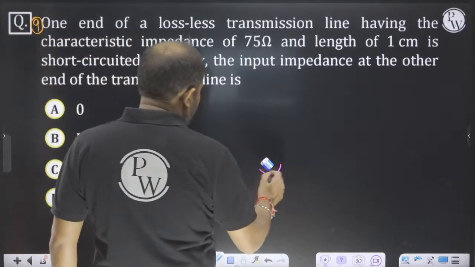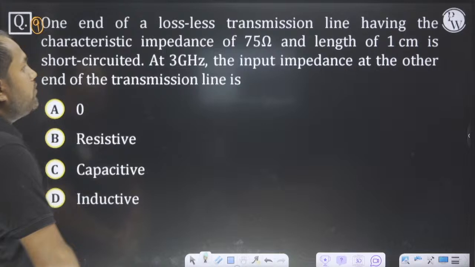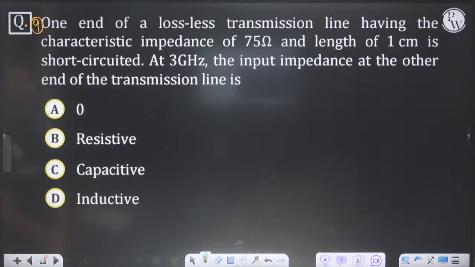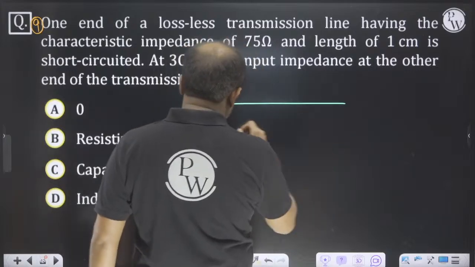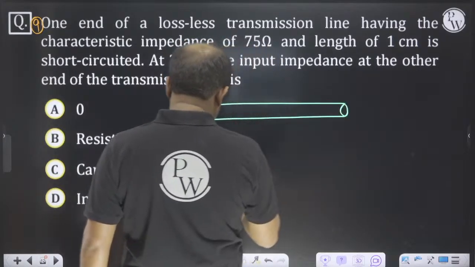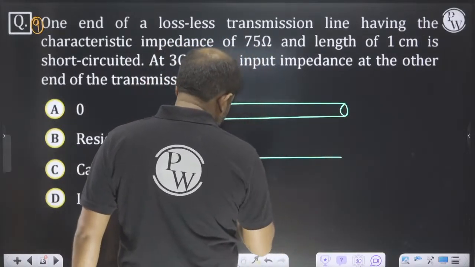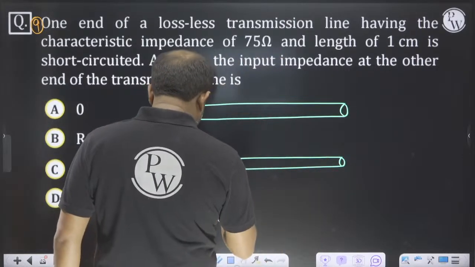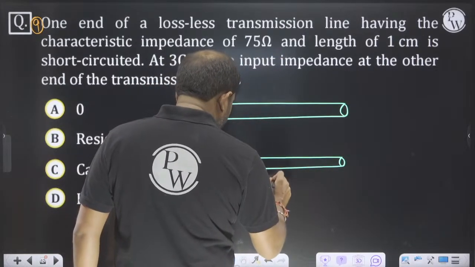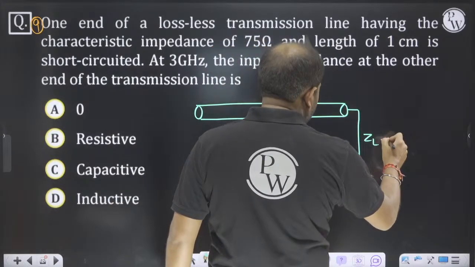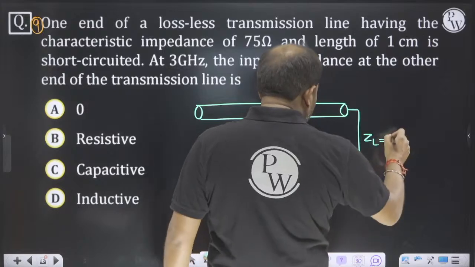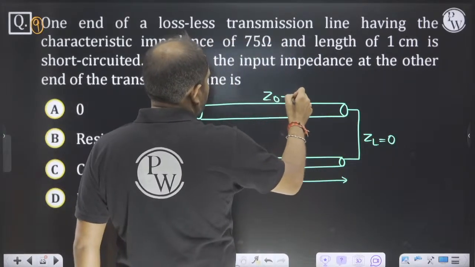This is also a good question. What they have given: a transmission line having characteristic impedance 75 ohm, length 1 centimeter, is short circuited. That means there is a transmission line whose length is 1 centimeter, a very small length, and one end is short circuited, that means ZL is 0. And here Z0 is 75 ohm.